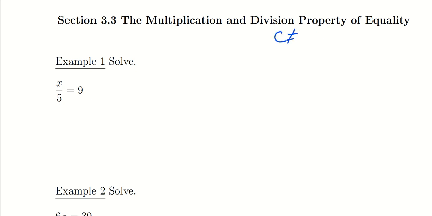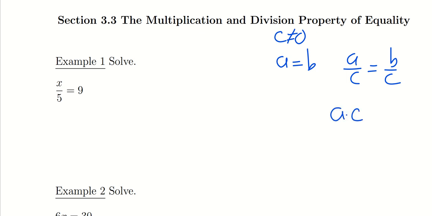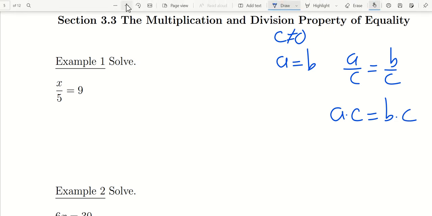So suppose that the number c is non-zero. If a is equal to b, then we can divide both sides by that non-zero number c, and it will still keep the quantities equal. Likewise, if a is equal to b, then we can multiply both sides of the equation by the value c, and those things will remain equal. This will give us the method and the means for solving the equations in this section.